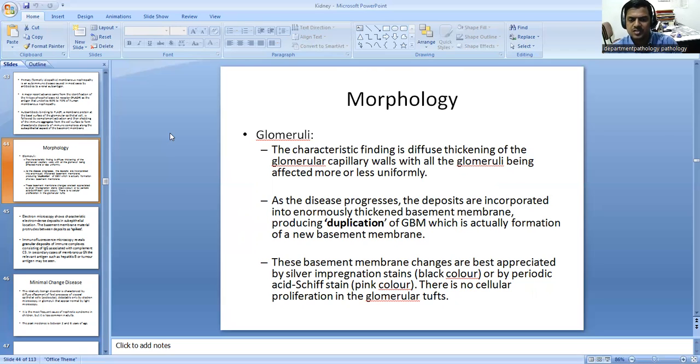These basement membrane changes are best appreciated by silver impregnation stains, which impart black color to the basement membrane, or by periodic acid-Schiff stain, that is PAS stain, which imparts pink color to the basement membrane, and there is no cellular proliferation in the glomerular tufts.